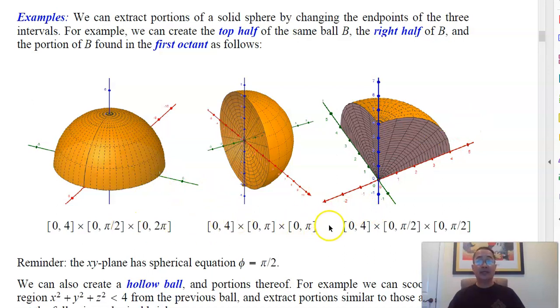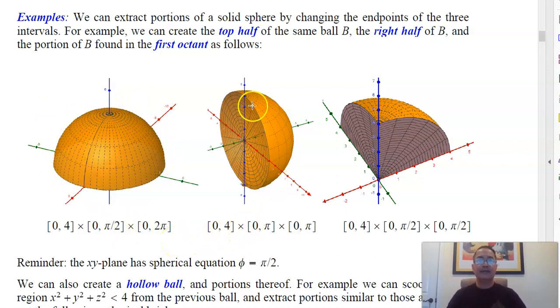How will we describe this using spherical bricks? Well, rho will still go from 0 to 4 for all of them. It's the phi and the theta that are going to change. You want the upper half, so phi is going to go from 0 on the z-axis down to pi over 2. Remember that the xy plane has equation phi equals pi over 2. Theta can go around full circle, so theta from 0 to 2 pi.